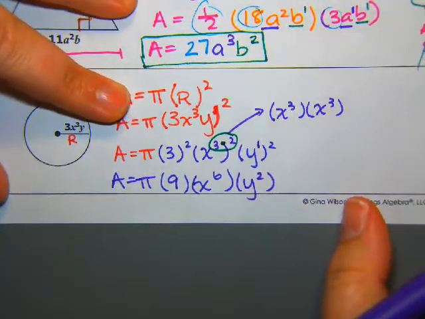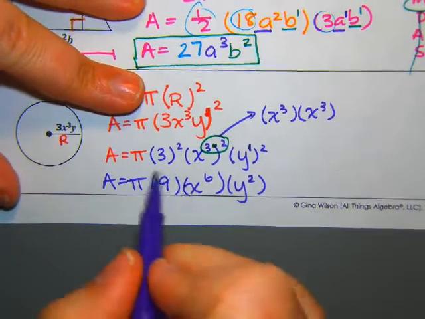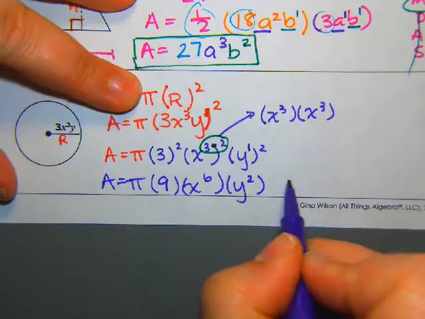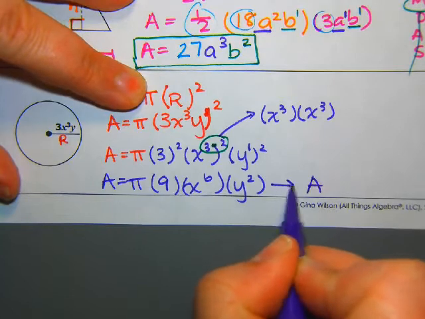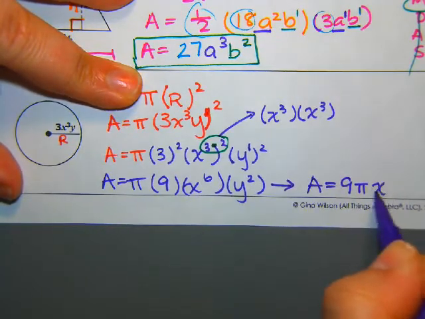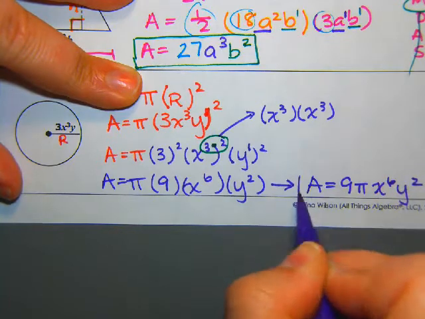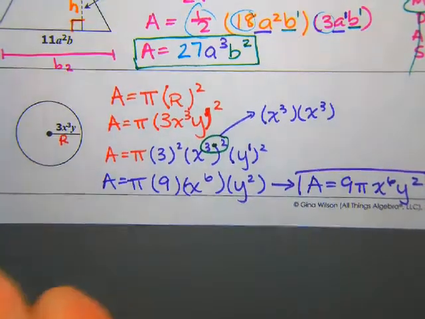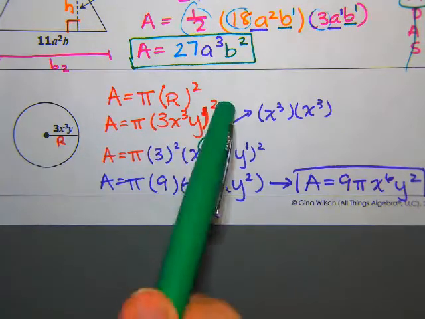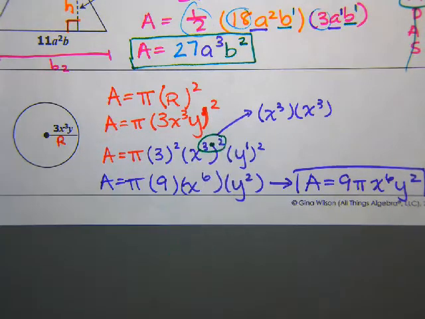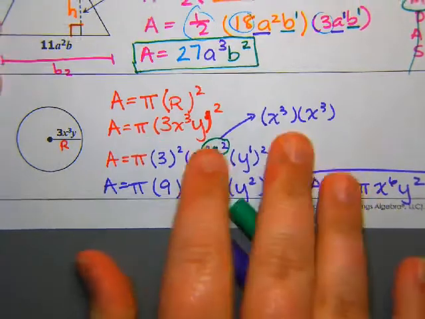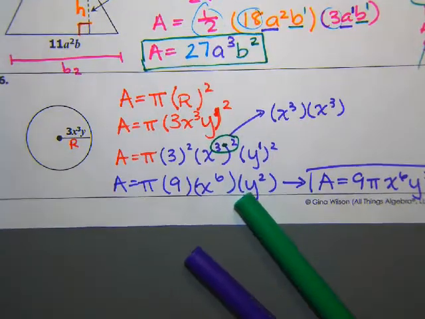And then there's just one last thing I have to change, is that technically the number is supposed to come first, and then pi can come because it's a number, but it's not a nice number. So you get 9 pi, and then these in alphabetical order, x to the 6th, y squared. And there you have it. So this one actually applies the powers to a power, because you have that 3 squared, x cubed, and then that squared.